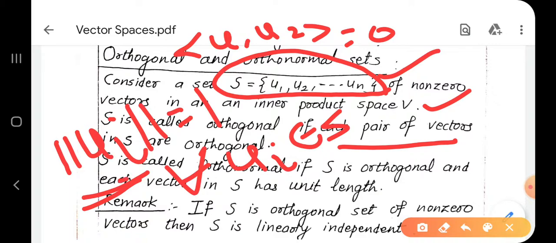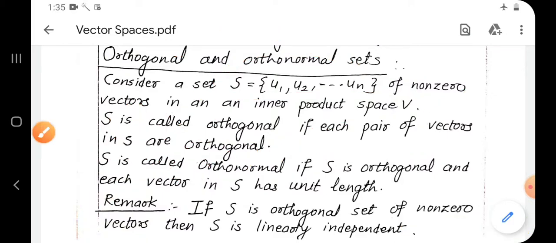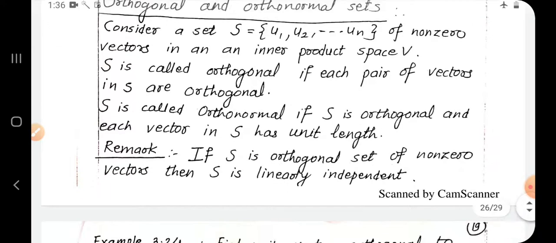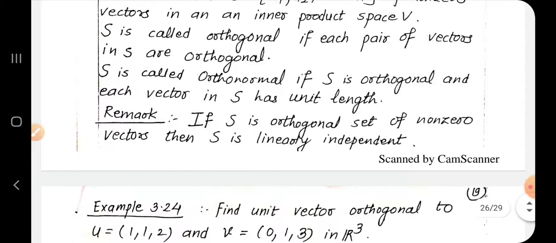Means norm is 1. Orthogonal means inner product is equal to 0 between any two vectors, and orthonormal means the norm of each vector is 1. Correct? And if you have an orthogonal set of non-zero vectors, then it is linearly independent.